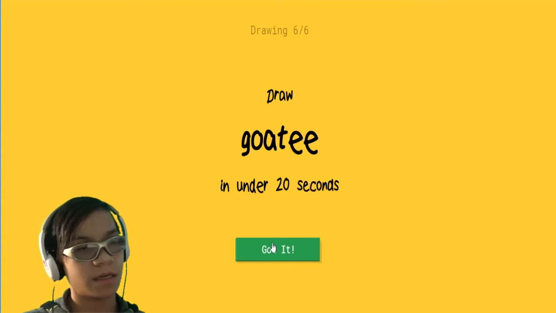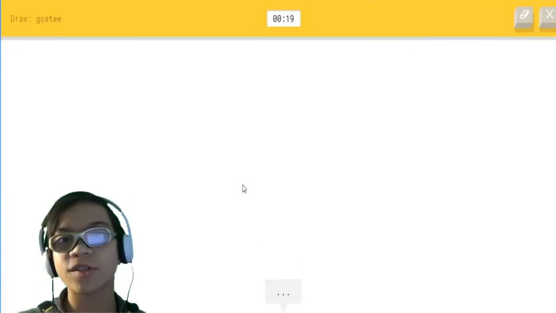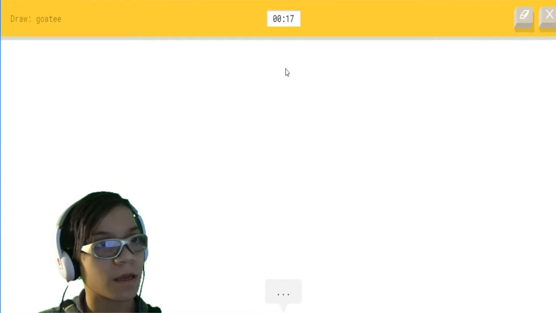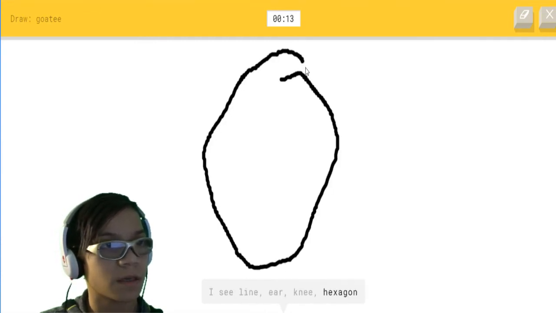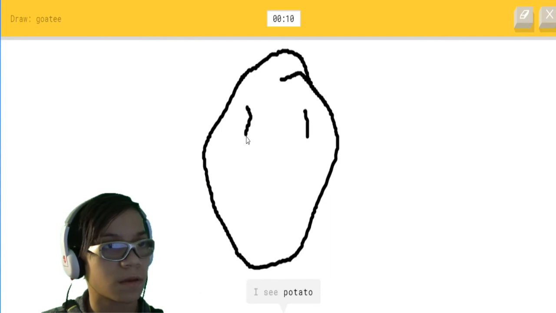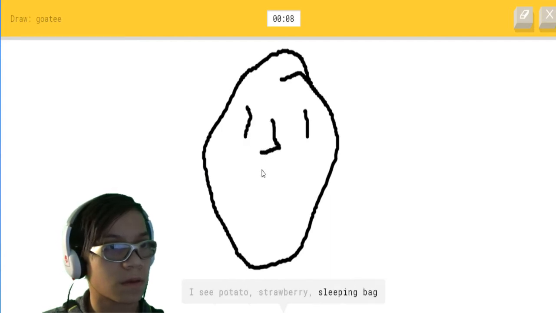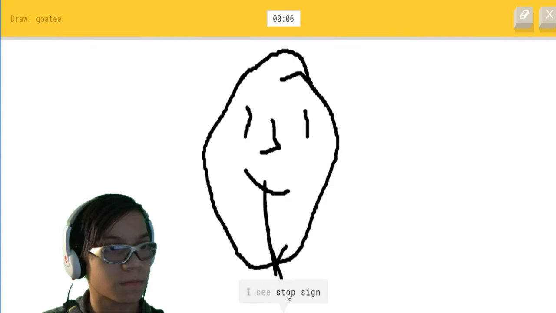A guillotine. Hold on. Goatee. I'm stupid. Easy. So we gotta draw this guy's face. I see line. Or ear. Or knee. Or hexagon. I see potato. Or strawberry. Or sleeping bag. Or brain. I see stop sign. Oh, I know. It's goatee.